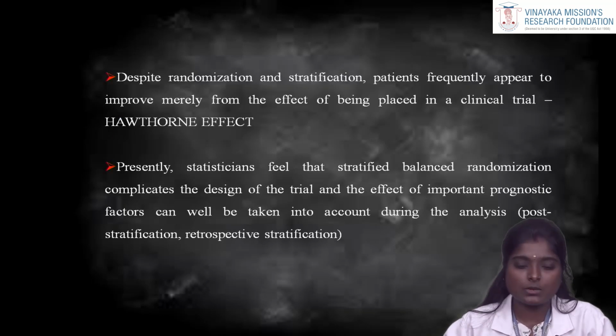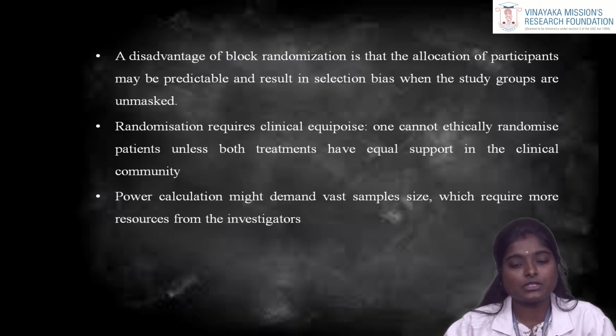Despite this randomization, patients will frequently appear to improve merely from the effect of being placed in the clinical trial. This is nothing but the Hawthorne effect. Presently, statisticians feel that stratified balanced randomization complicates the design of the trial, and the effect of important prognostic factors can well be taken into account during the analysis. The disadvantage of block randomization is that allocation of participants may be predictable, which will lead to selection bias, and the power calculation may demand a vast sample.